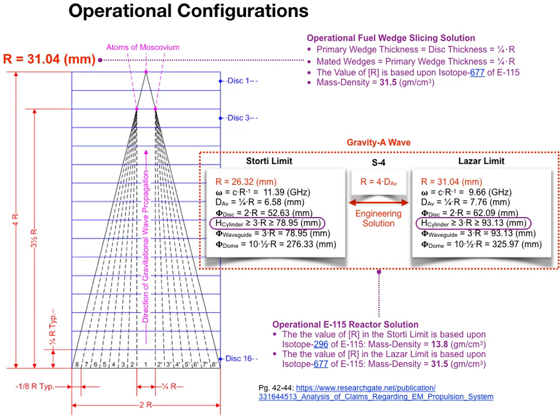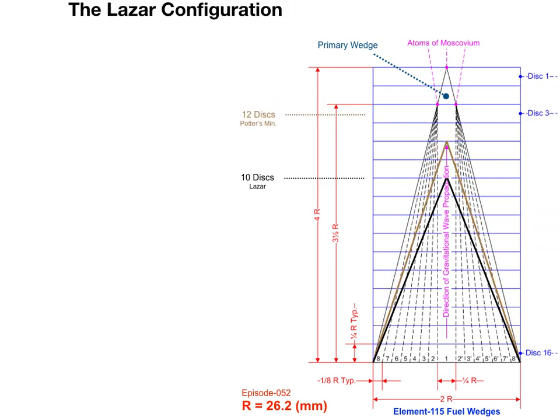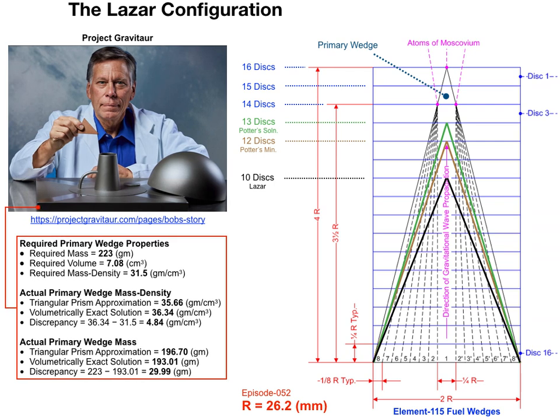Okay, so far we have defined the ideal and operational configurations. Let's now look at what Bob Lazar has to say. According to information gathered by Project Gravitaur, Bob Lazar claims to have utilised a 10-disc primary wedge solution at S4. However, he recognises the possibility that it may have been a 12-disc solution instead. Bob obtained this information in 1989, so it is entirely plausible that he may have forgotten some important details by now.